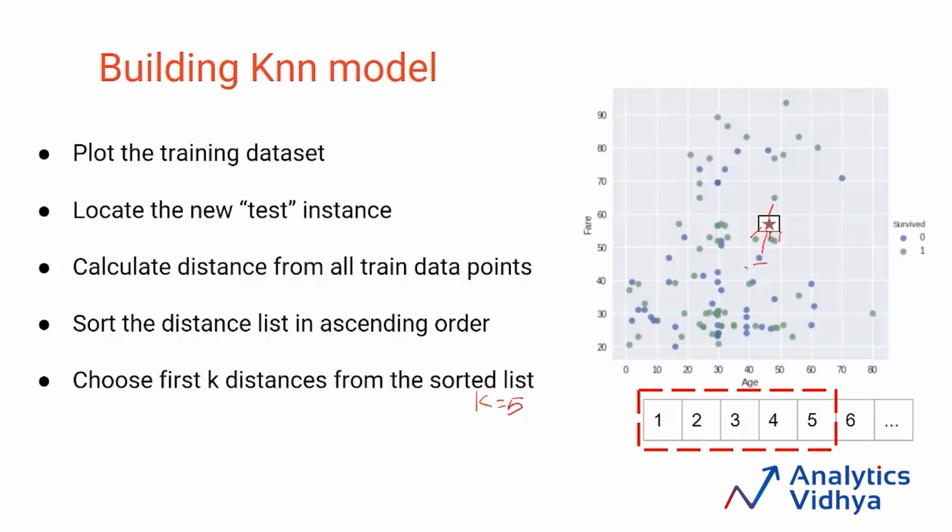So once I have the nearest neighbors, the final step is to make the predictions for the data point based on the neighbors. So we'll take the mode of the labels of the nearest neighbors. Here we have 4 green points and 1 blue point.